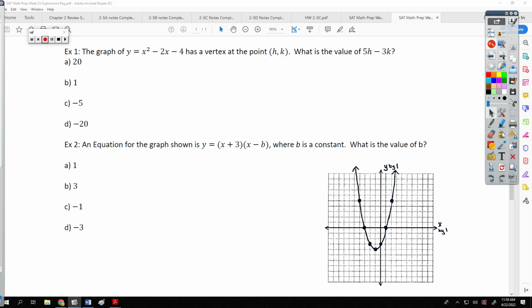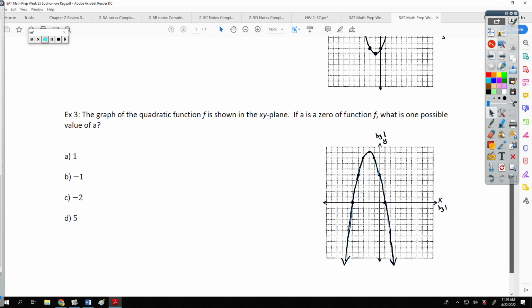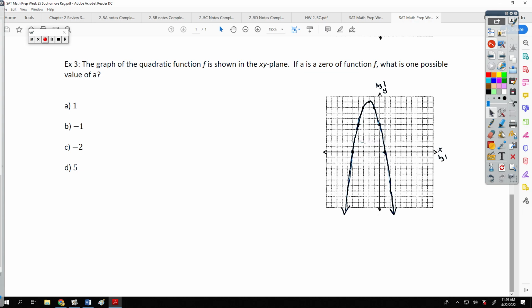Okay, our third and final example is also similar to one that we did last week. It says the graph of the quadratic function f is shown in the xy plane. If a is a zero, that's a keyword, of function f, what is one possible value of a? Again, zero is one of the four magic words. It means exactly the same thing as the word solution, as the word root, or as the term x-intercept. So what we want to focus on, since we've got the graph, is the word x-intercept. This graph has 2 x-intercepts.